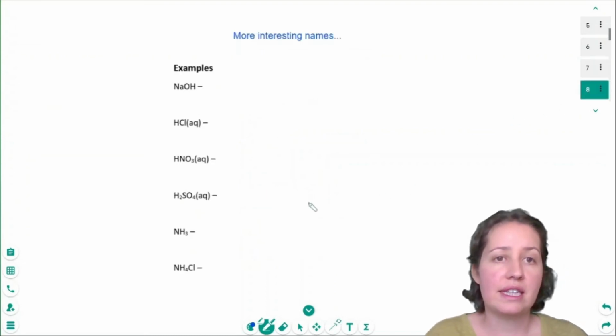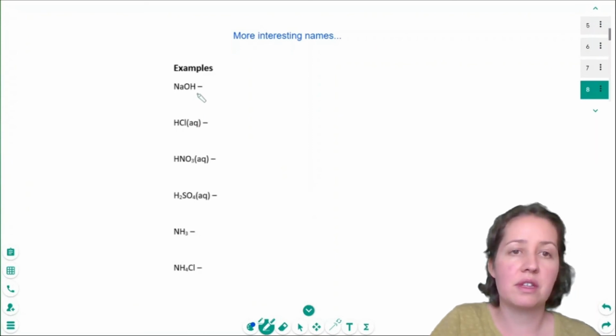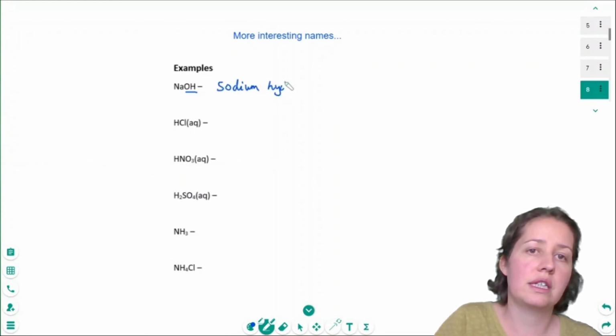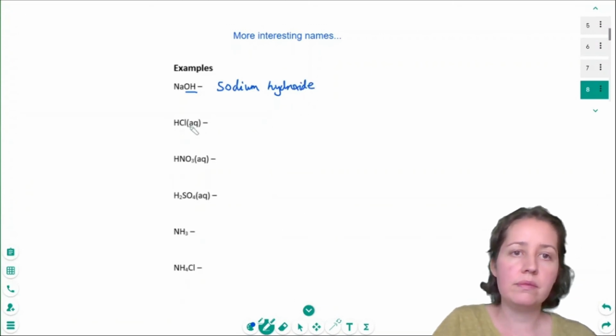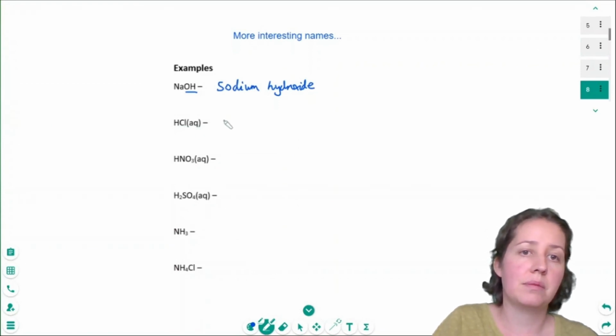Now, there are more interesting names, and there's some common compounds which we come across in chemistry where you just have to know what the names are. And this covers most of the common examples. So OH is hydroxide. This is therefore sodium hydroxide. It is an alkali. When hydrogen chloride dissolves in water and becomes aqueous, it becomes known as hydrochloric acid. This is a strong acid.